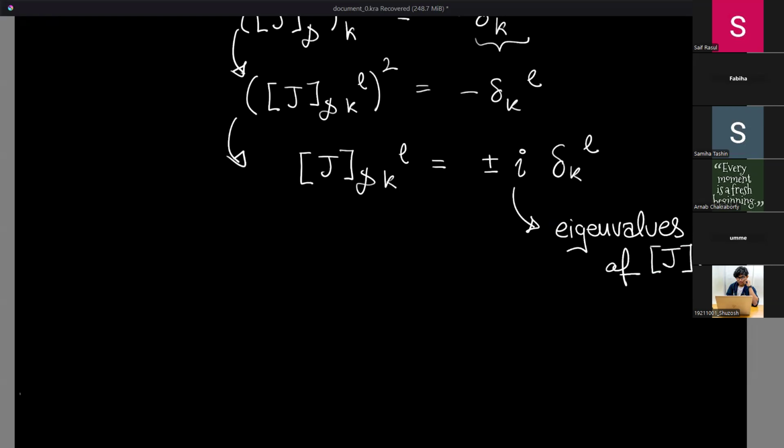So here, notice I'm going to write J because the eigenvalues are not changed when we move from one basis to the other. It's just that in the diagonal basis, it's easier to compute the eigenvalues. So this is what we were after. These are the eigenvalues of J.